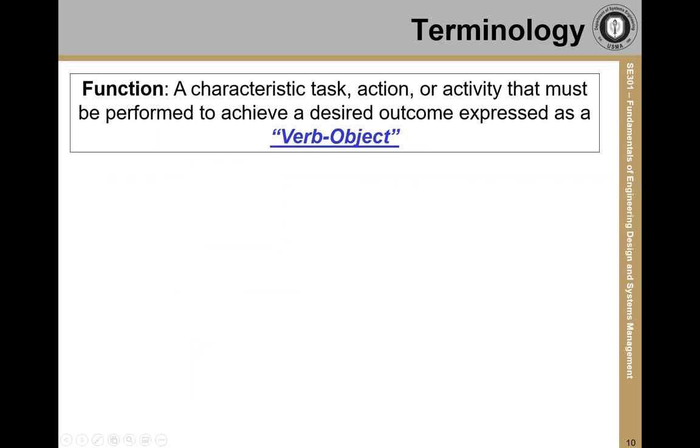Before we go any further, I want to make sure we're all on the same page. What is a function? You see it right there. It's a characteristic task, action, or activity that must be performed to achieve a desired outcome. And we always write a function in the verb object form. I'll give an example in a bit, but verb object is very, very important. All right, in the systems engineering world, that is the standard that we all look to. So verb object is how we want to build out our functional statements.